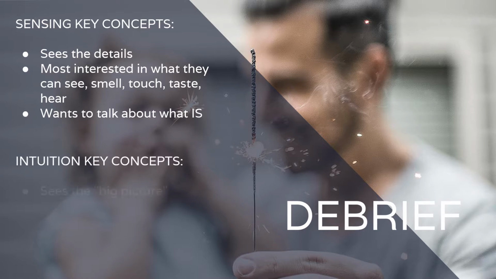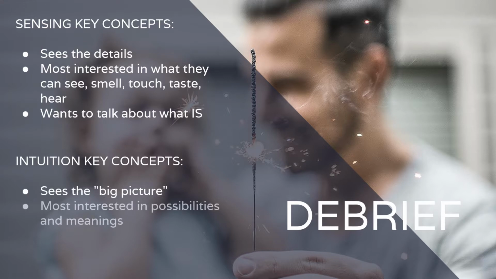On the flip, your intuition people, they see the big picture. They're most interested in the possibilities and the meanings. They want to talk about what could be, as opposed to a sensing person who wants to talk about what is.